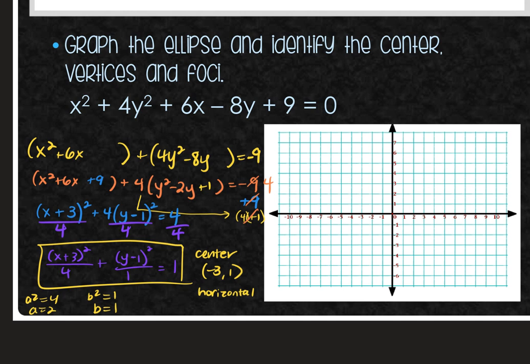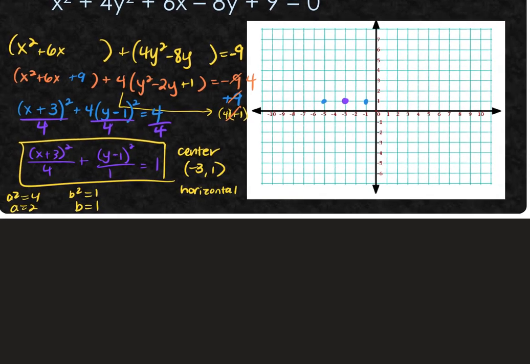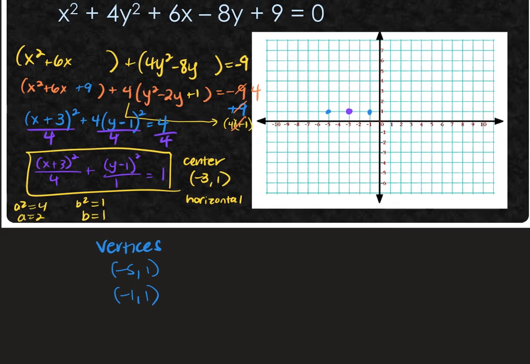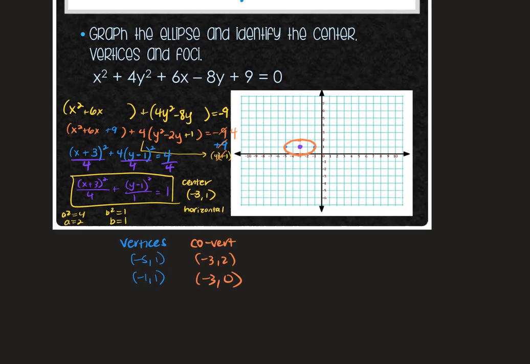All right, so negative 3, 1. And we said it's horizontal, so we go right and left 2, which makes my vertices negative 5, 1, and negative 1, 1. I go up and down B, which makes my co-vertices negative 3, 2, and negative 3, 0. And I can draw the ellipse.